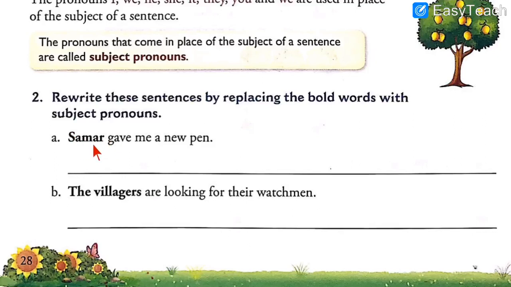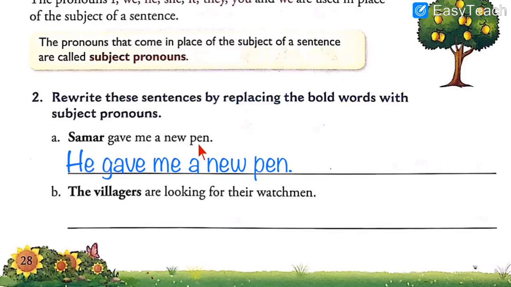So let's write the sentence with the pronoun. So this is the answer which you have to write in your book. Instead of Samar, what did I use? I used he because Samar is a boy. So I replaced the noun with pronoun he and the rest of the sentence as it is. I have not made change in any other word. I have kept the whole sentence as it is till full stop. If you can notice, I have not changed any other word. I have just replaced the noun with pronoun he.